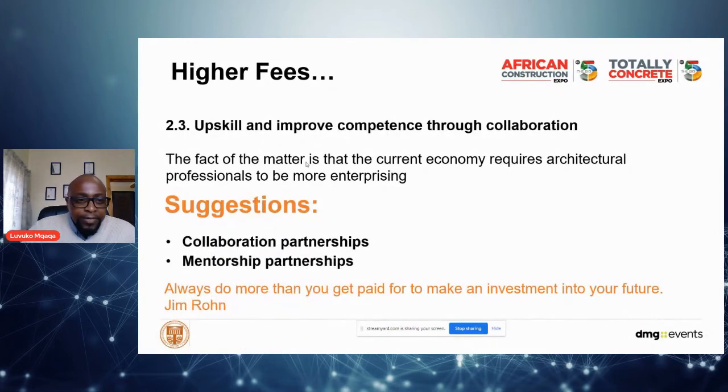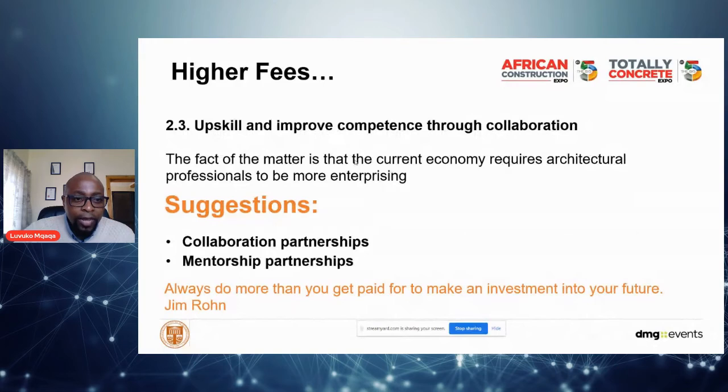Okay, lastly, another way that I've seen that really assists in commanding higher fees is to make sure that we upskill and improve our competence. And this can be done through collaboration, and this can also be done through mentorship. Because of time, I'm not going to get into that right now. This will also be reserved for the full workshop.